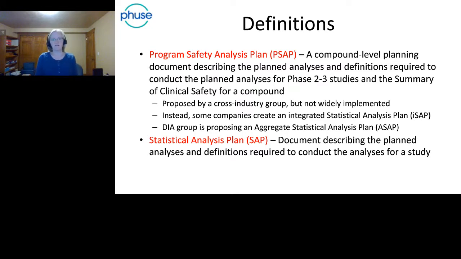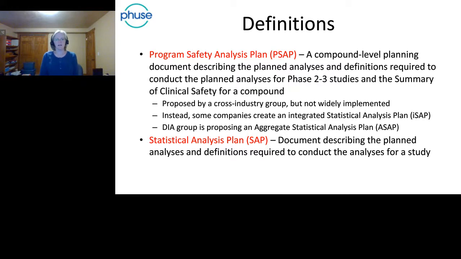So sometimes companies will not create a PSAP, but will create an integrated statistical analysis plan, or an ISAP. There's also some talk about another document called aggregate statistical analysis plan. So that's another idea that has been discussed in a cross-industry setting. So the current state is the industry isn't very consistent on what we call these integrated planning documents. We have different names for the same things, or they have slightly different purposes.